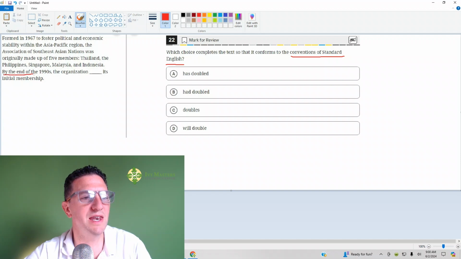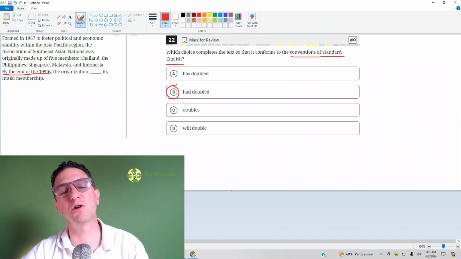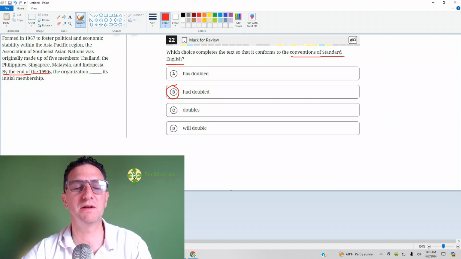By the end of the 1990s, that shows that something started and ended in the past, happened over a period of time. The organization had doubled. So whenever you have something that begins and ends in the past, happens over that period of time, you know it's got to be "had" plus the verb. B is your correct answer.